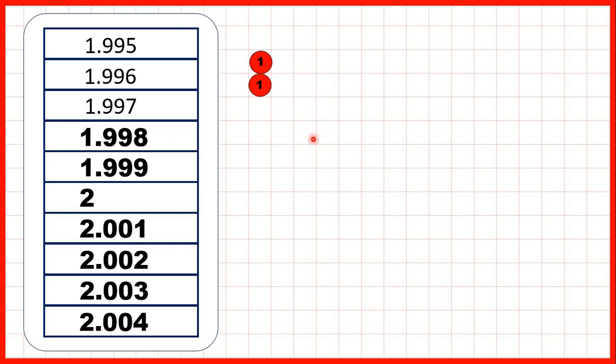Notice we were just exchanging here. We were just exchanging 10 of one place value for 1 of the place value to the left, and we did that 3 times. So that's why after 1.999, when we added just 1 more thousandth counter, we got 2 wholes. Then we can keep on counting in thousandths until we get to 2.004. So that's 2 wholes and 4 thousandths. And it's important that we remember to write zeros in our tenths and hundredths because we're counting in thousandths, and the thousandths digit always has to be the 3rd digit after the decimal point.